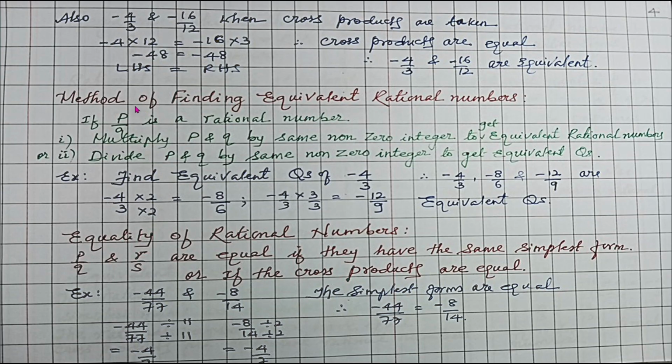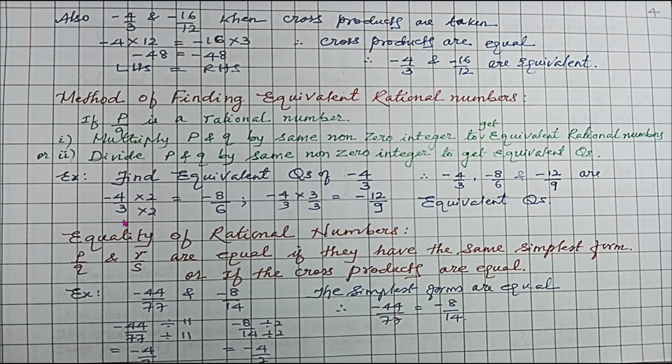Now, what is the method of finding equivalent rational numbers? If you are given a rational number p by q and asked to find as many equivalent rational numbers, then the method is very simple. Multiply p and q by some non-zero integer, or divide p and q by some non-zero integer, to get equivalent rational numbers. Let us consider an example. Minus 4 by 3 is a rational number. We want to find equivalent rational numbers for minus 4 by 3.